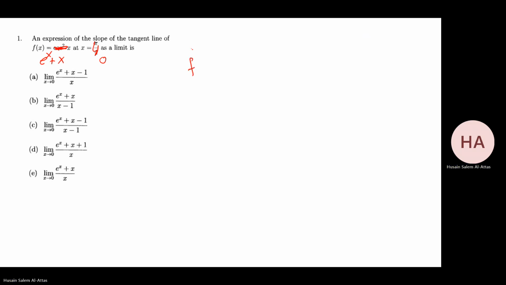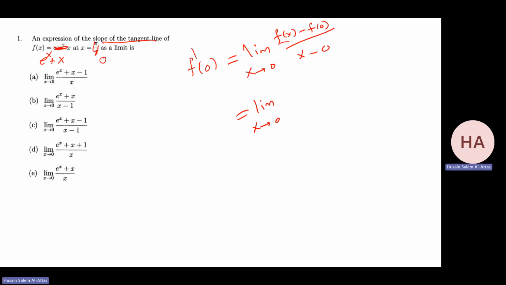So we'll do the same. f prime at 0, the slope of the tangent line at x equals 0, that's f prime at 0. Limit as x goes to 0 of f of x minus f of 0 over x minus 0. That will be the limit as x goes to 0 of the function, which is e^x plus x, minus f at 0. What is f at 0? e to the power 0 plus 0, which is 1, minus 1 over x, which is this one. This is wrong. All the rest is wrong. So this is our solution.